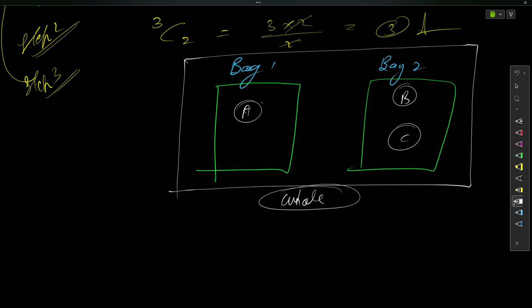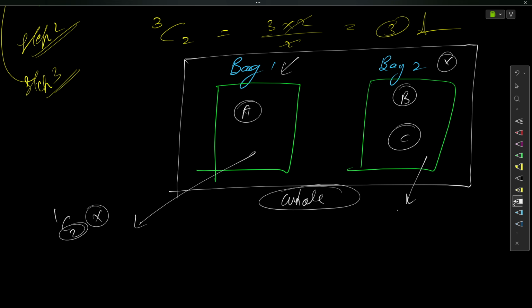So let's say that now I start forming combinations. My first step is looking at bag 1 and neglecting bag 2. How many combinations of choosing two balls out of one ball are possible? It's not possible, so zero combinations are possible from this side.